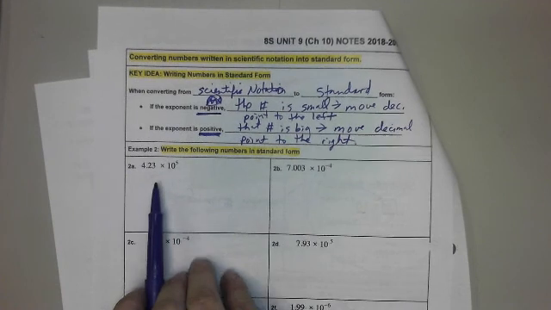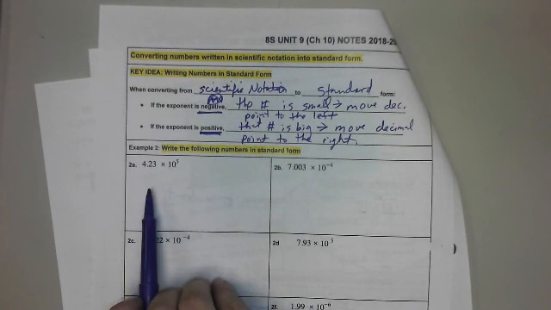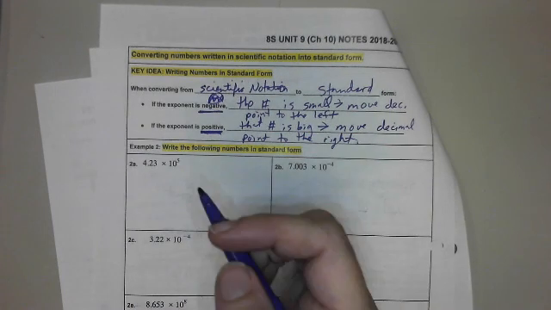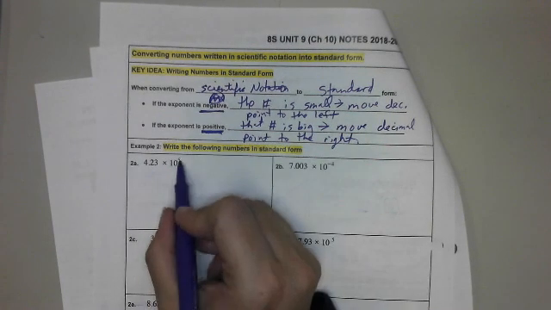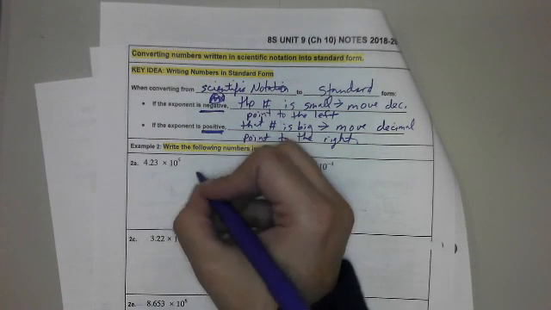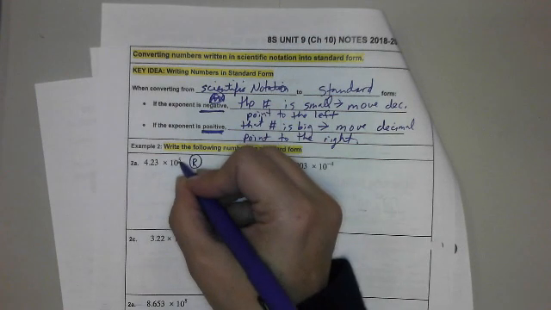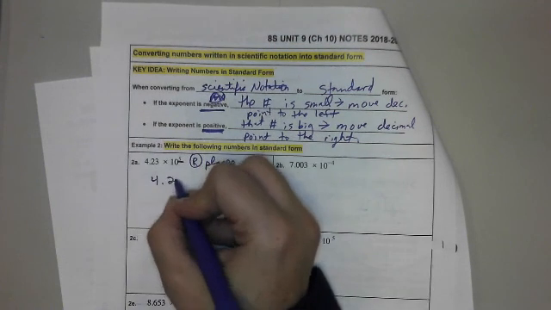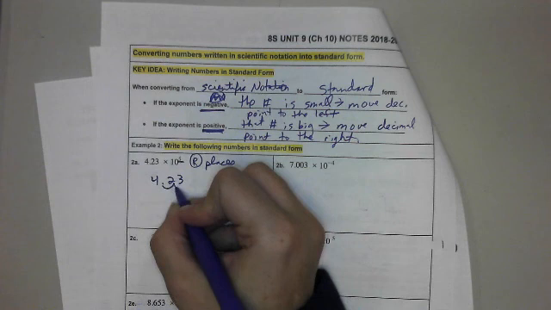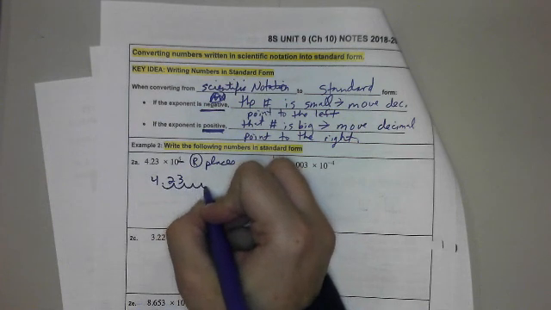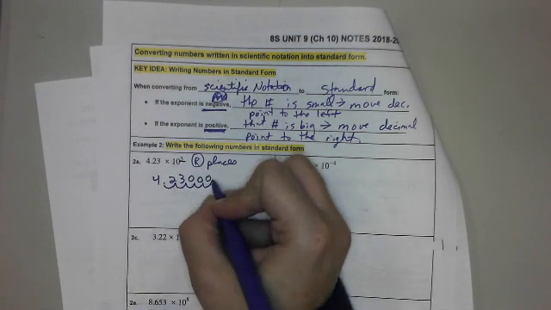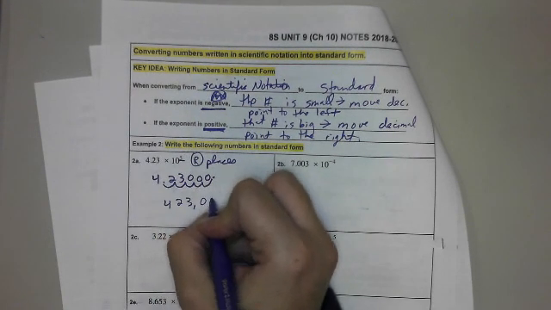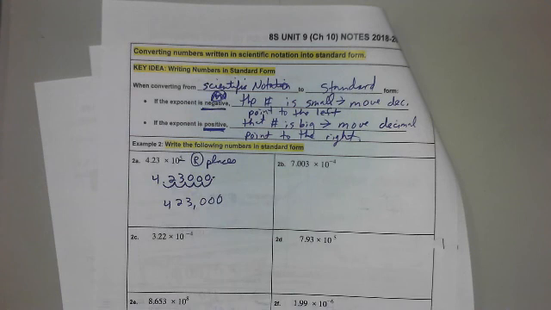So let's write some of these numbers in standard form. Okay, we have 4 and 23 hundredths times 10 to the 5th, okay? So we know that we have a positive exponent, okay? So we're going to go to the right 5 places, okay? So what I do is I write the number out and I go 1, 2, 3, 4, 5, and I fill in my zeros. So that is going to be 423,000.